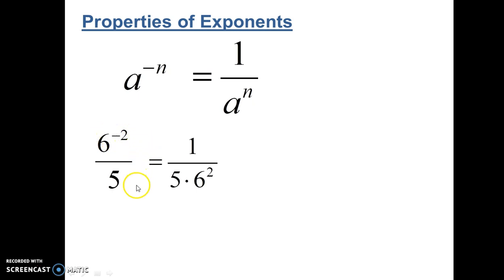This, again, can drop to the bottom. And if this moves to the bottom, we're only left with 1 on the top. And there's 6 squared on the bottom. That simplifies to 1 over 180, because 6 squared is 36 times 5 is 180.